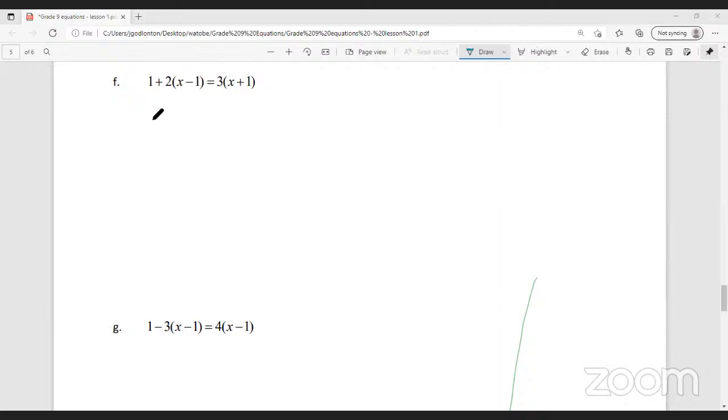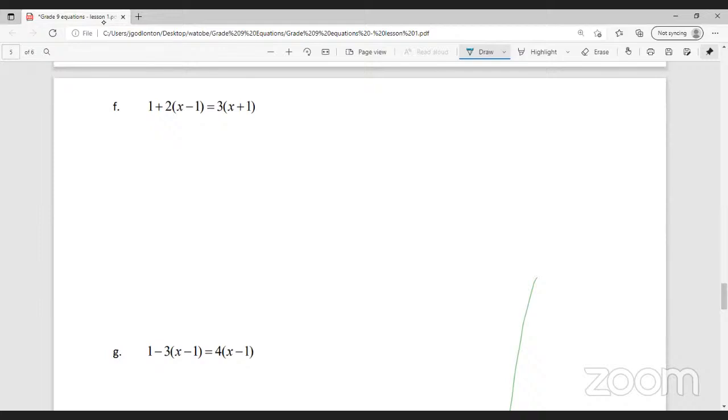Must you multiply by both numbers? Okay, so in this one, you do, but you're going to do them separately. So like here, I'm going to take that 2 in and multiply it into that bracket. And then on the other side, I'm going to take the 3 in and multiply it on that side.